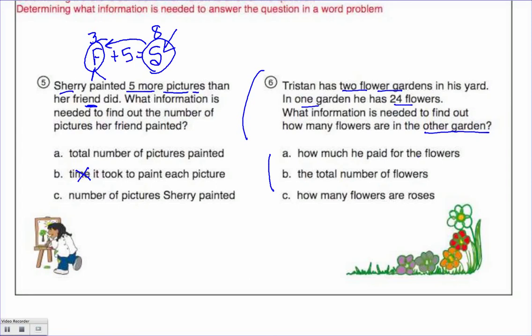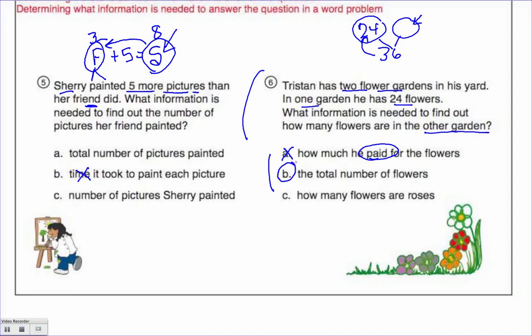How much he paid for the flowers? Money has nothing to do with how many flowers there are. The total number of flowers? Well, if we knew the total number, let's say there were 36 altogether, and you knew he's got 2 gardens, and one of them has 24, and then the other one we don't know, and totaling up to 36, that would probably tell us how many were here. All we'd have to do would be doing 36 minus 24. So this one looks like it's right.